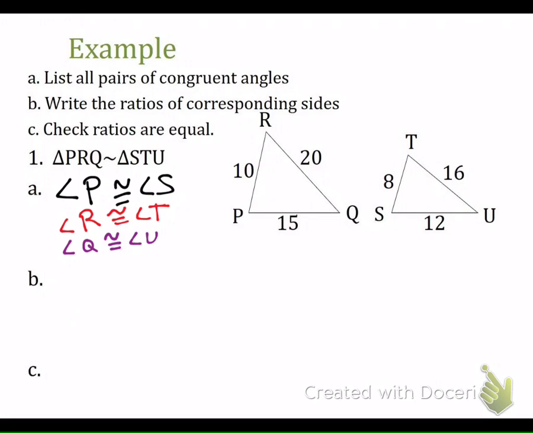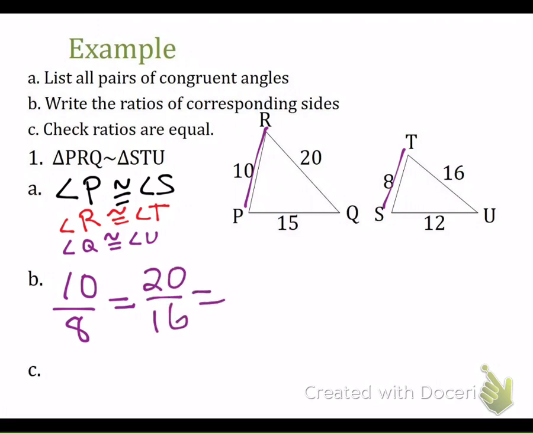So I am going to write the ratio for the side length. So in the previous one, we just put PR over ST. Well, we have lengths now, so let's use those. Okay? So what's my first ratio? 10 over... Okay. And that should equal... Let's go around the figure. 20 over 16, which should also equal 15 over 12. Good.